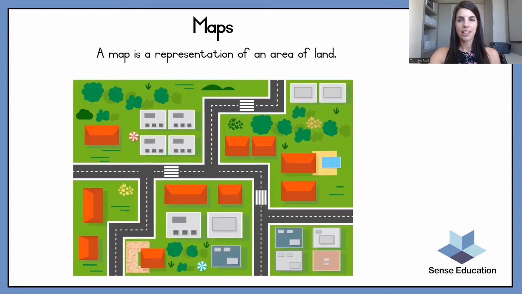Next, a map. A map is a representation of an area or land. I'm sure that you have seen a map before or seen your parents on their phone looking at Google Maps to see where they need to go. And that will help us to lead us to where we need to be. If you want to go to your friend's house and you have no idea how to get there, a map is going to help you, to show you the roads, to show you where to turn, how far away they are, all kinds of things.